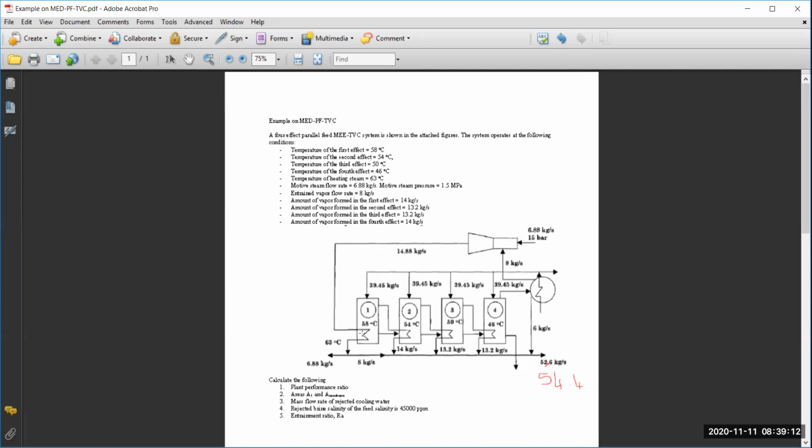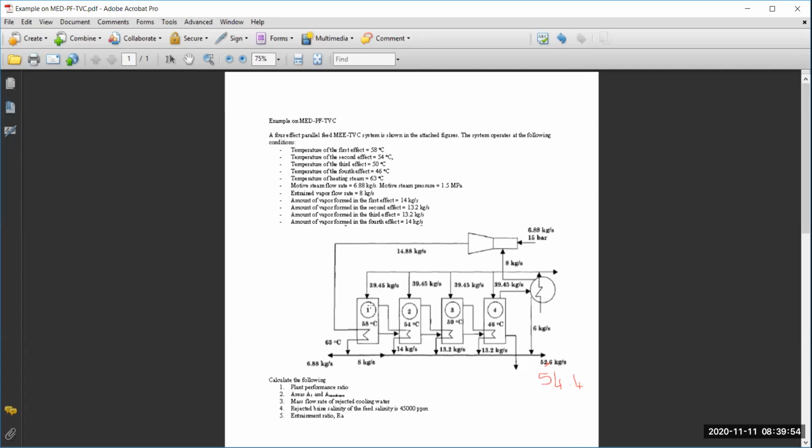So when we multiply by the latent heat of condensation, it will get us the heat transfer rate in effect number 1. This heat transfer rate is used, number one, to heat the feed, which is 39.45, from T feed to T1. Remember, T feed is not given anywhere, which means that's something we have to calculate. So it will preheat the feed from its T feed to the saturation temperature 58, and then evaporate part of it. This part is basically D1. And this also is in balance with the area.